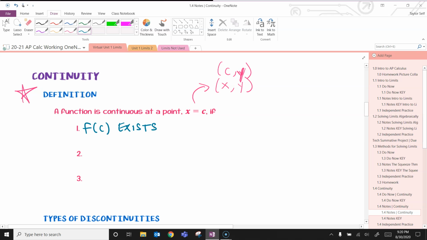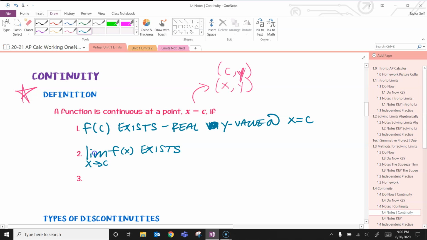So what that means is there's a real y value at x equals c. There is a real y value at x equals c. Number 2, the limit as x approaches c of f of x exists. So the limit has to exist.